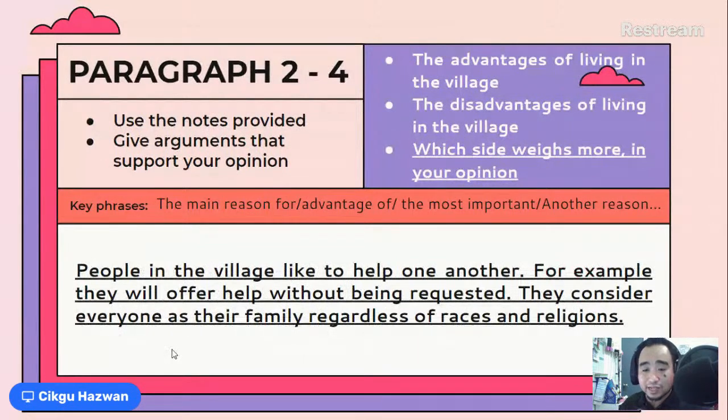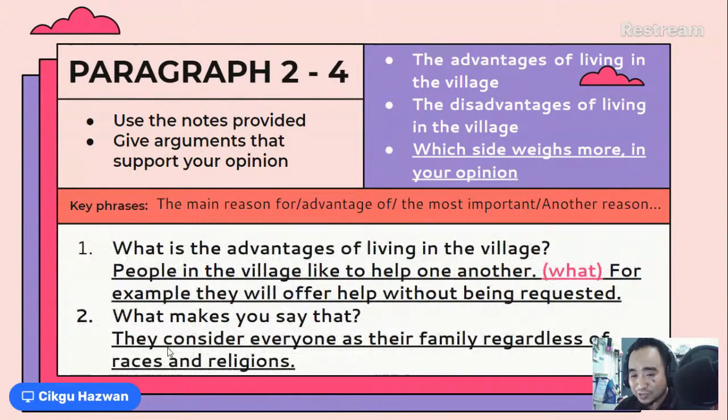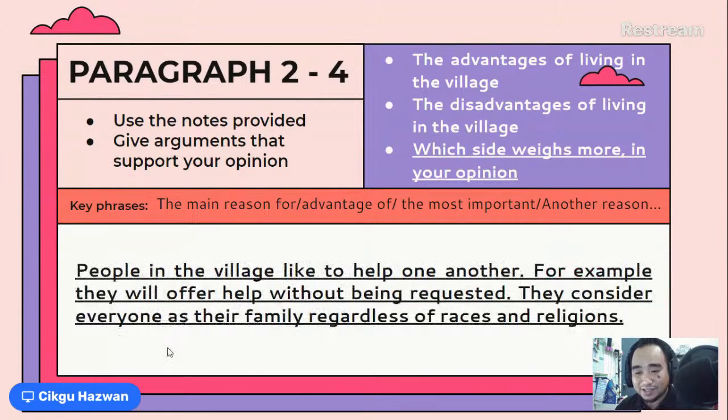For example, kita tadi dah habis jawapan ni, kita buang soalan tadi. People in the village like to help one another. For example, they will offer help without being requested. They consider everyone as their family regardless of races and religions. It's already a paragraph, 2 sentences. However, when we are writing this for an exam, we have to make sure the ideas flow beautifully. We have to use the connectors, the sequence connectors. From these answers, tadi jawapan je sebenarnya. We just remove the question, put it as one paragraph of 3 sentences.